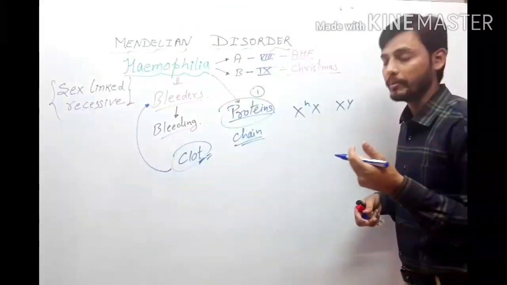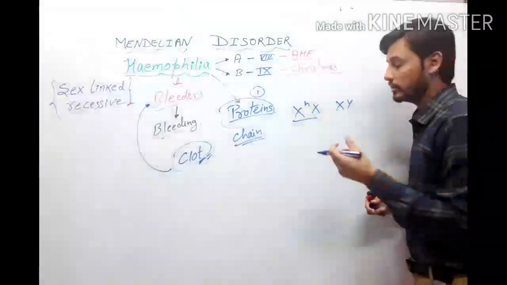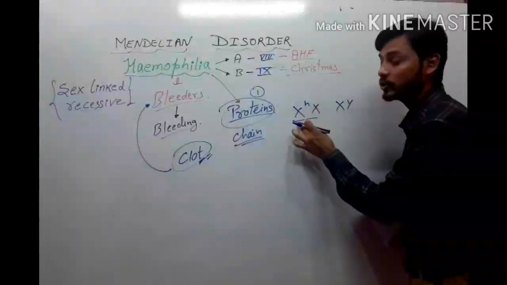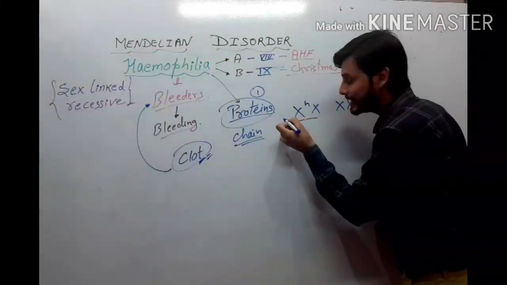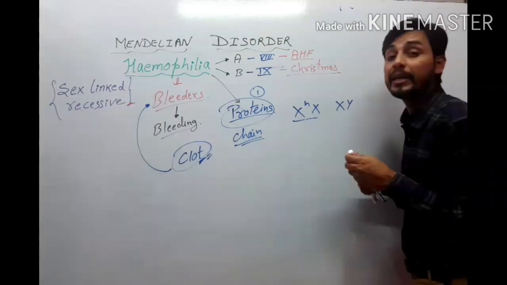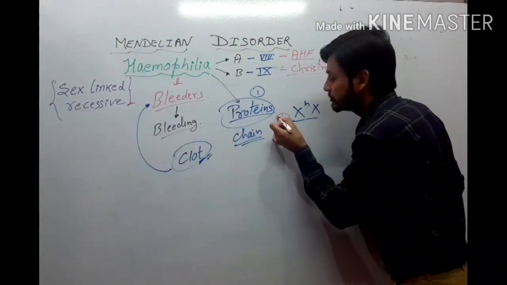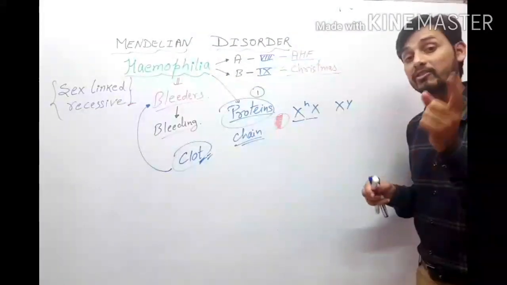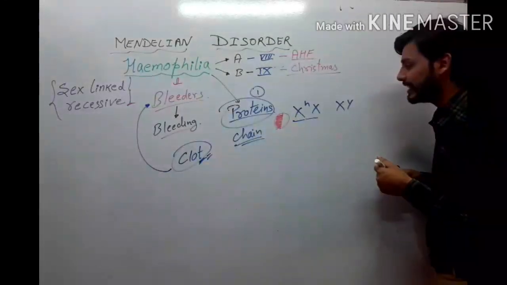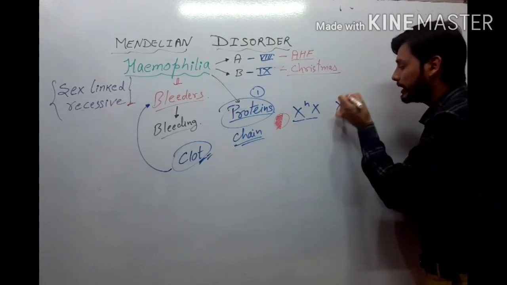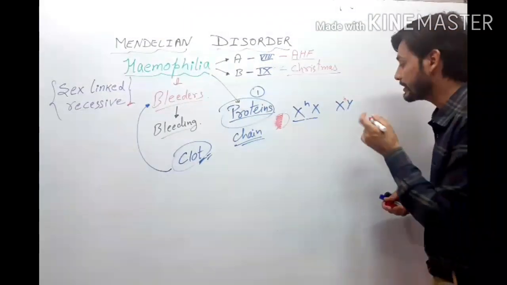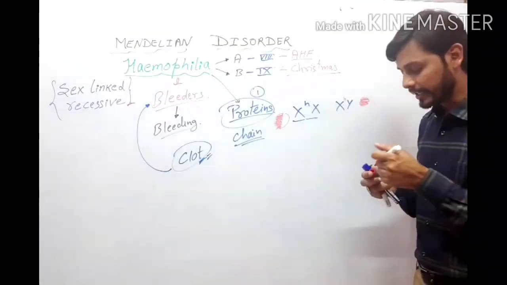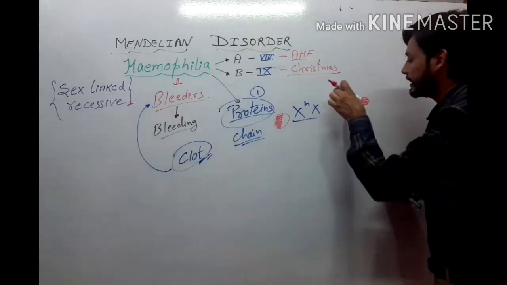If a particular female has the hemophilic factor on one of the chromosomes, then that female will be a carrier. She will not be affected by this disease; she will be the carrier for this disease. Whereas if the hemophilic factor is present on the male, then that male will be the affected one. Okay, so let's take an example in the case of a normal male.